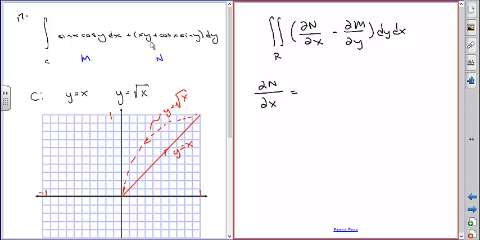So N is over here, so you get y minus sine x sine y. I think that's the partial of N with respect to x. And then you do the partial of M with respect to y, which would be sine x sine y. So then, do you agree with that?